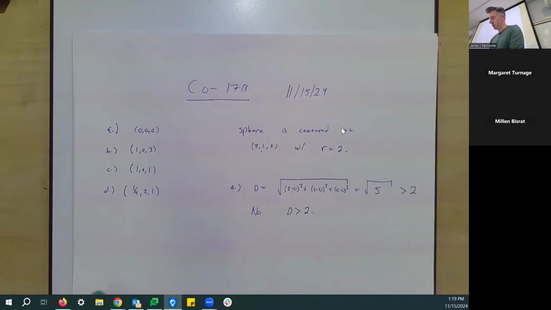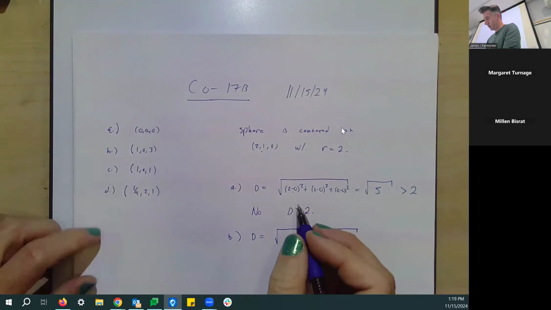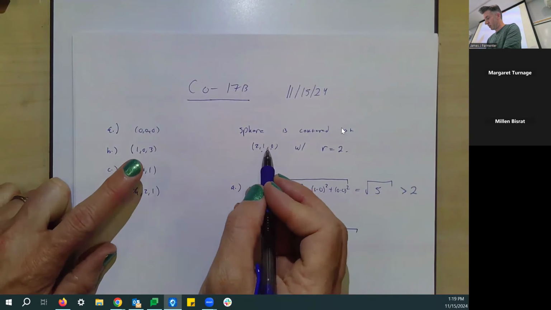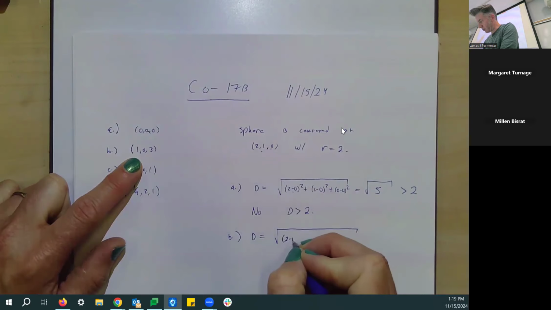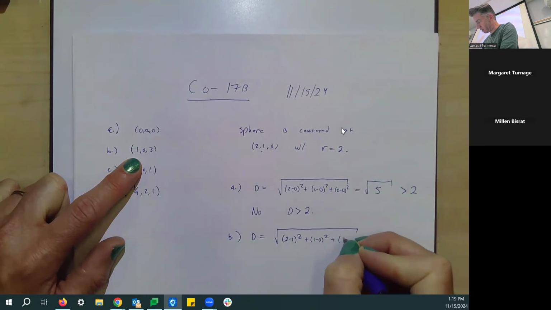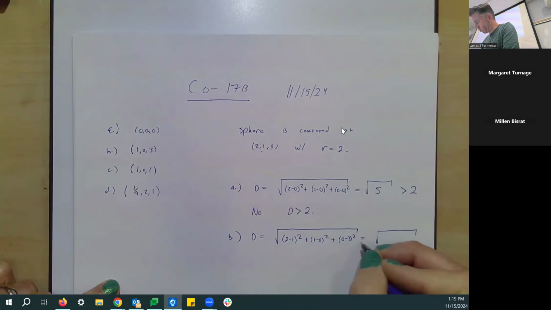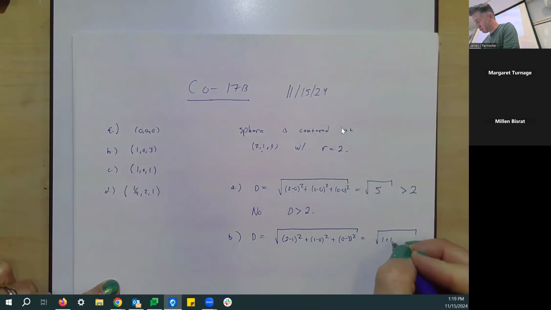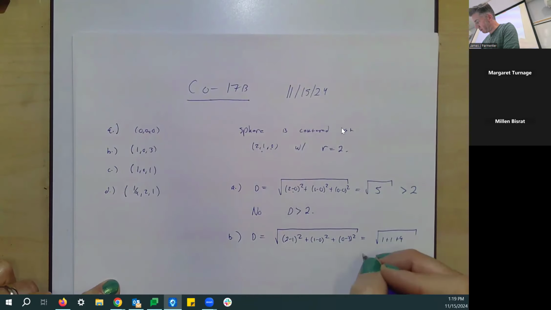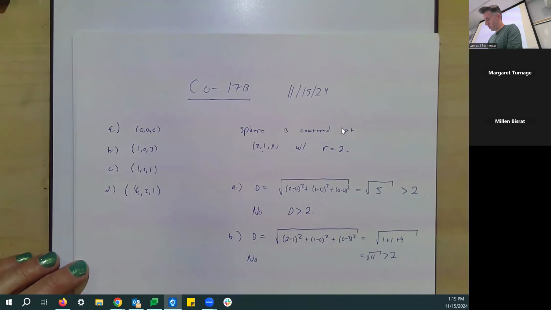Let's look at the next one. I don't think we need to do all of these though. For the next one, I'm just taking the distance from this point to that point. So (2 minus 1) squared plus (1 minus 0) squared plus (0 minus 3) squared. And that's going to be the square root of 1 plus 1 plus 9. That's also too big. That's the square root of 11. Also no.